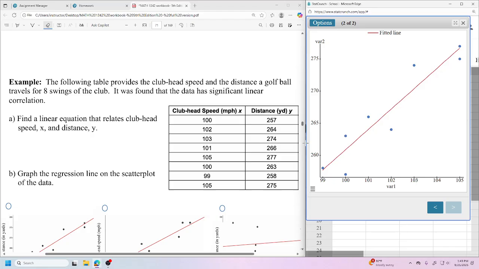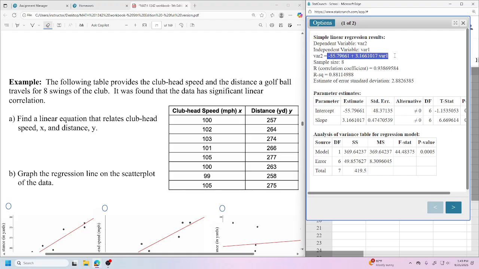Woo! Okay, but here's another one. By the way, you can go back and you can see that it's the same numbers here. I know it looks a little weird to have var1 sitting there. That's an x. So let me just write up what it actually is supposed to be. So y equals negative 55.79661 plus 3.1661017x.